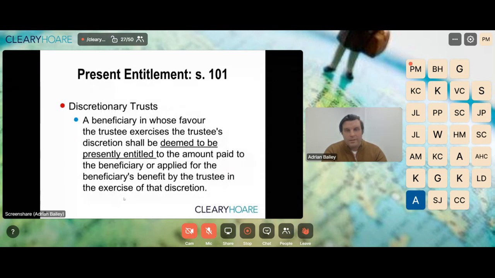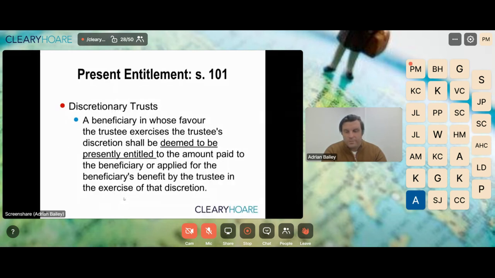So if we have an amount that can be shown to be income and it can be shown that it was paid to the beneficiary, then section 101 will deem us to be presently entitled regardless of whether the trustee has actually made us presently entitled by resolution.